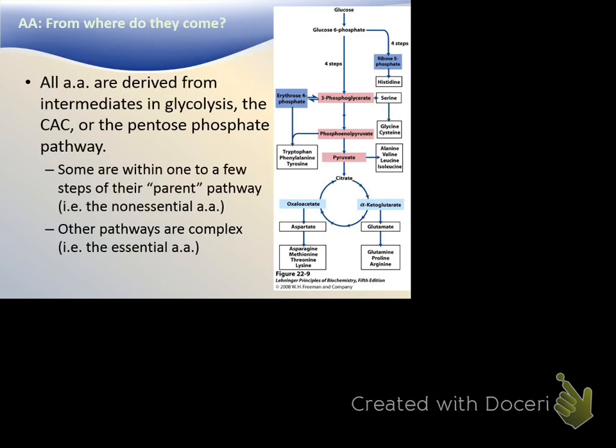Some of these are within just one or a few steps of what's called the parent amino acid. So for example, I would already expect you to know how to make aspartate from oxaloacetate. Because what is the one enzyme that is used to go from OAA to aspartate? Well, that's the substrate, but aminotransferase is the enzyme.